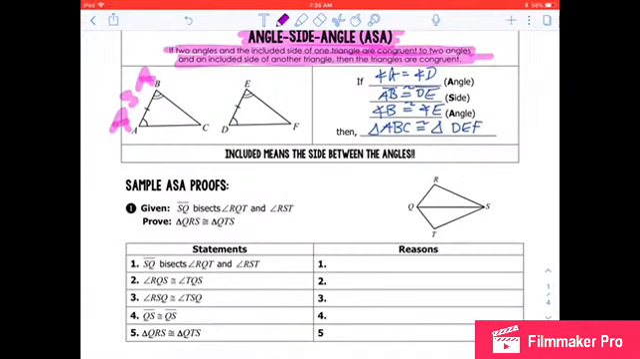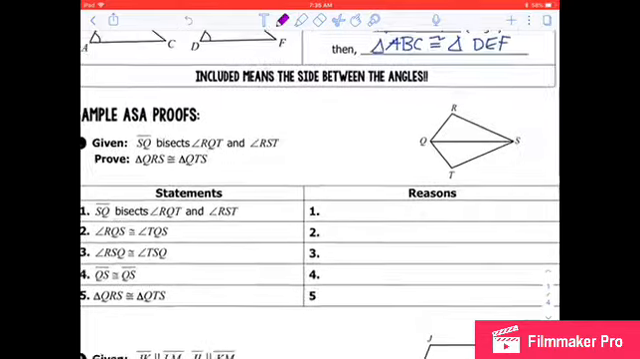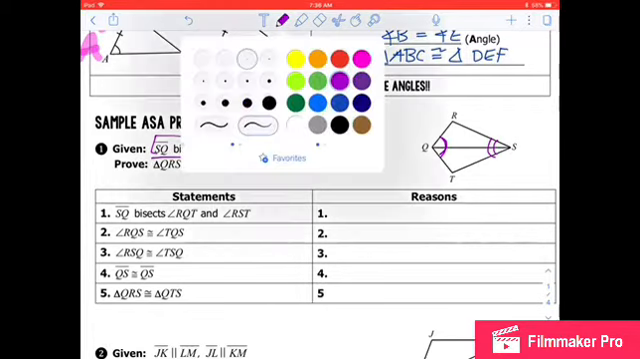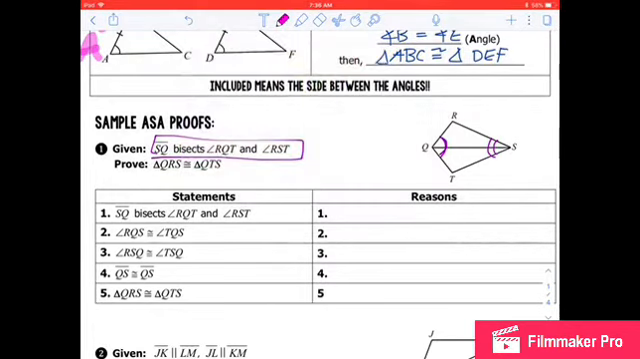So let's look at another proof here. Take a look at your picture right away. Without even looking at any of this, I can see right away QS is the same in both, so I know eventually I'm going to use QS with reflexive. But look what it says. SQ bisects both of these angles. RQT is this angle, and RST is this angle. If they're both bisected, that means the two angles they split into are congruent. Okay, so that's a given.